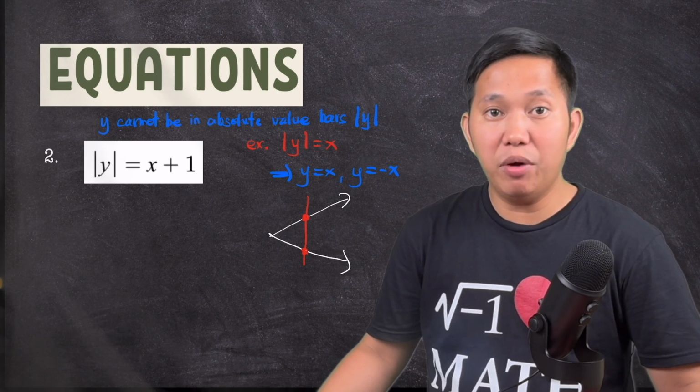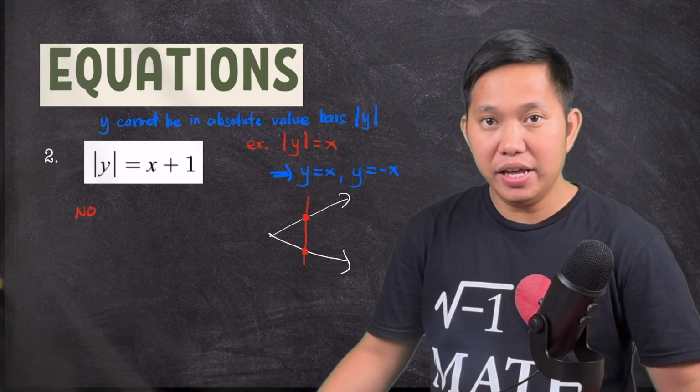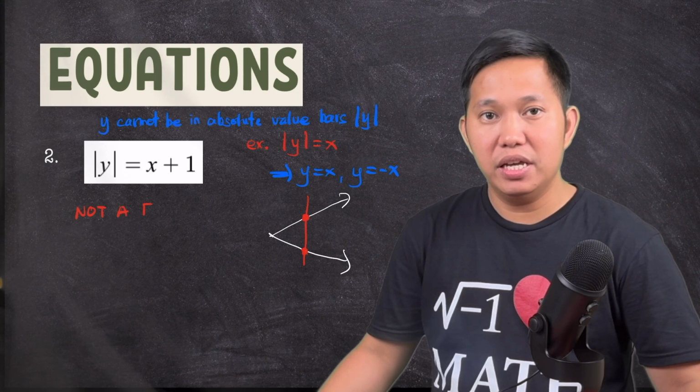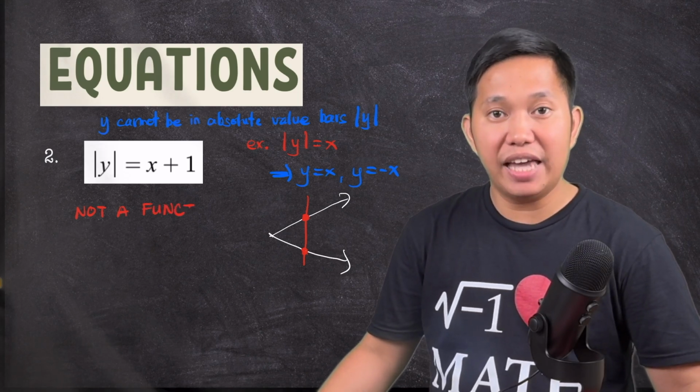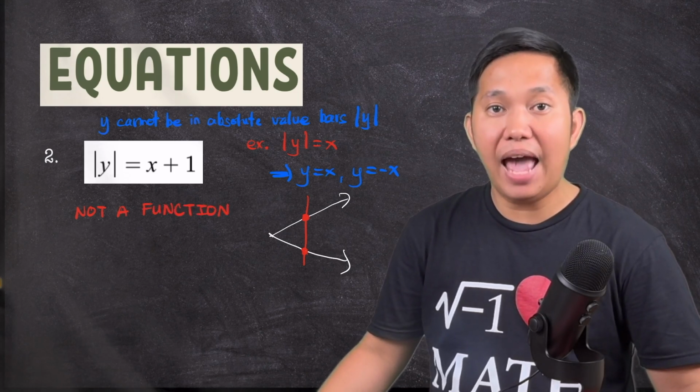So the second equation, the absolute value of y equals x plus 1, is not a function, since again, y cannot be in absolute value bars.